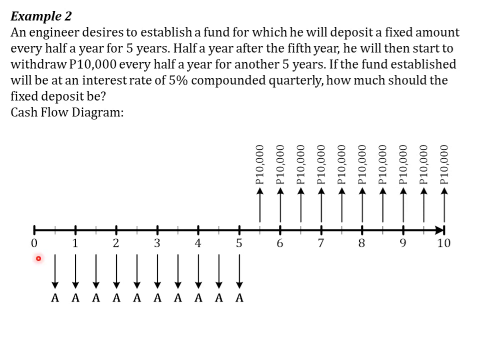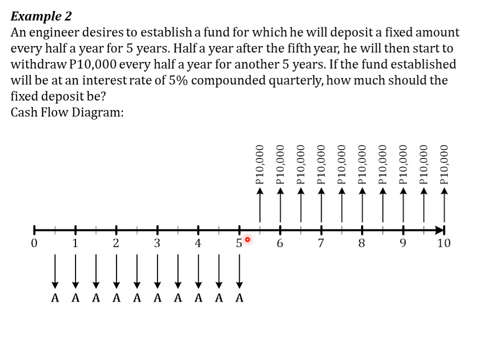So again, for 5 years, there will be a deposit every half a year. So you have here, every year, I divide it into 2. So you will have payment, deposit. Then second year, deposit. So every half a year, there is a deposit, until the 5th year.